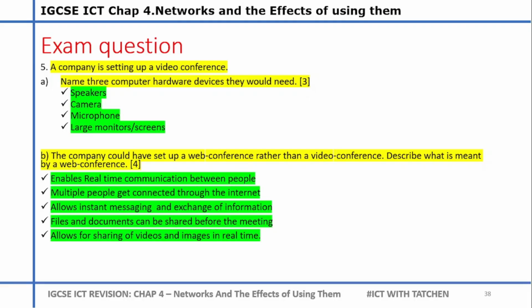It's 4 marks, meaning you need to give 4 good points. The first point you could give is that it enables real-time communication between people. So you can communicate and see in real time. Then multiple people get connected through the internet. That's also a description of web conferencing. Web conferencing also allows instant messaging and exchange of information. The fourth point is that files and documents can be shared before the meeting. We saw something like that also. And then it allows for sharing of videos and images in real time. So these are 5 points. You could choose any 4 of them to describe a web conference.